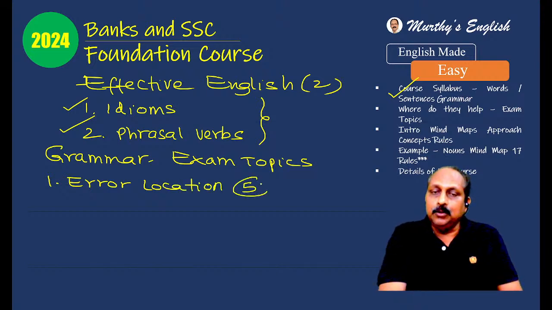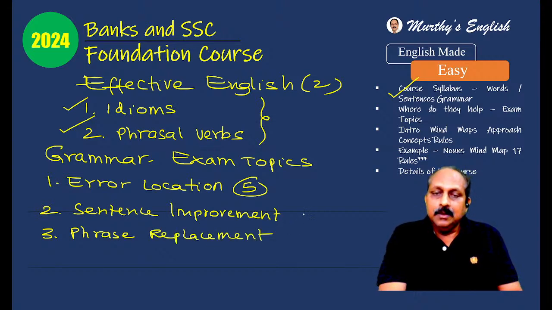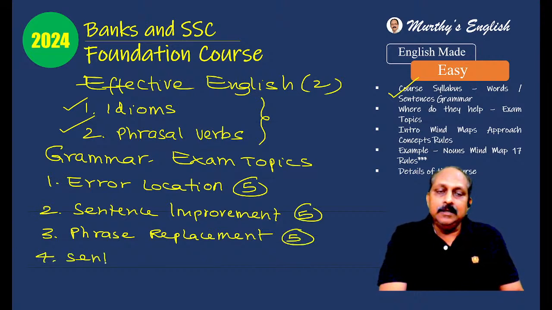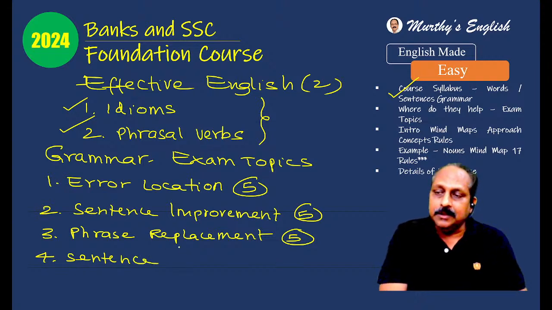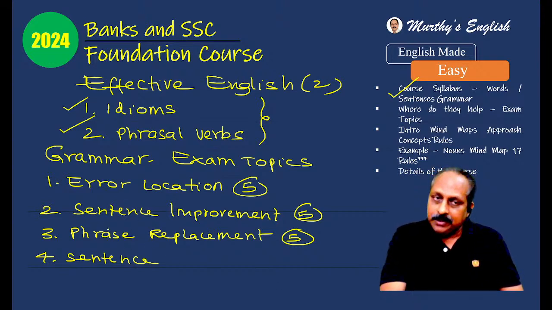Five questions, usually Banks or SSC. Two, sentence improvement. This goes more with SSC. Third, phrase replacement. This goes more with bank exams. Even here, five questions. And nowadays, they are giving 4 or 5 sentences, and they ask you to find out the correct sentence or the wrong sentence. That also depends on grammar knowledge. These are the exam topics.